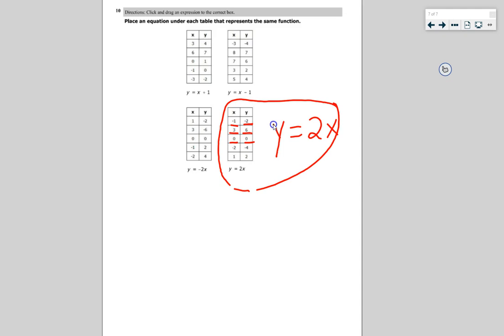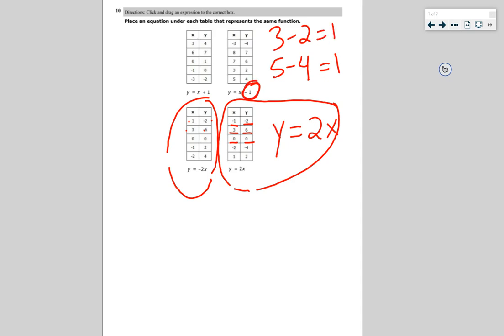Okay, this one, if I multiply 1 by -2, do I get -2? 3 times -2, I get -6. So you see what you do? You can just plug in your x's and see if you get the y values. So that's why those were the matches. See how this one's going down by 1? 5 minus 4 is 1. 3 minus 2 is 1. There's your going down by 1. So you can just check the numbers and see which function rule they match.